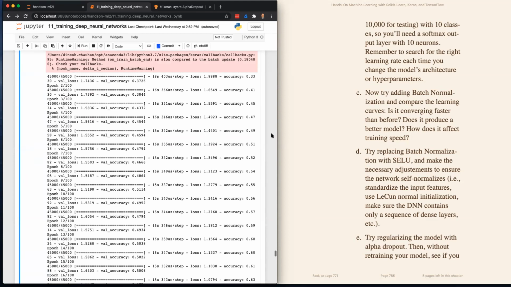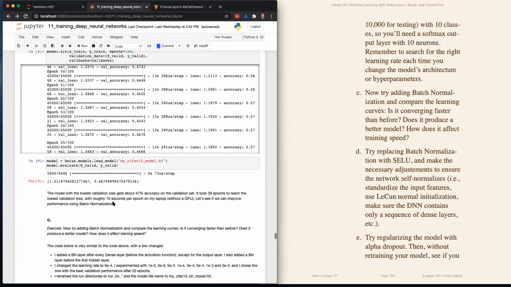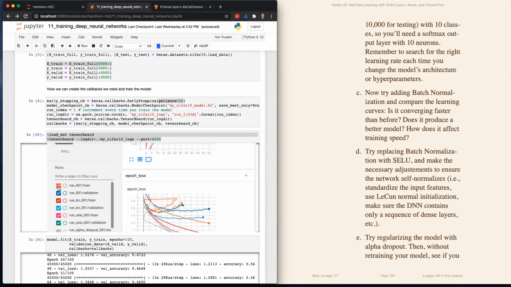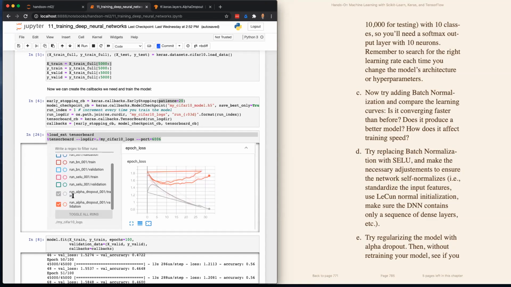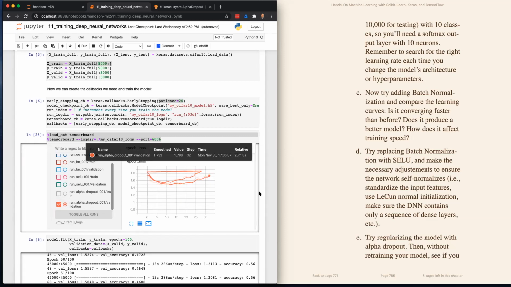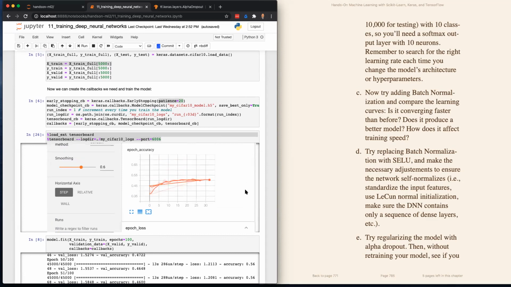Okay. Let's see what TensorBoard is saying. TensorBoard is quite handy. And what's going on? Ooh. Something's ruined for me. I got 3 lines, so I'm not sure what's going on here.